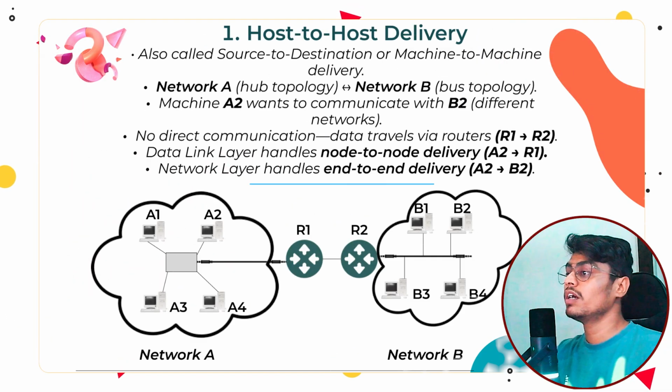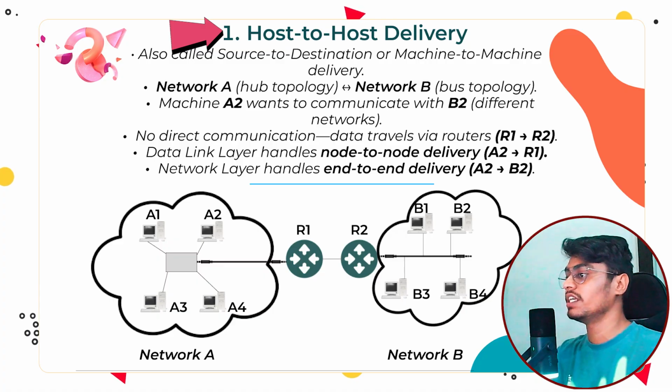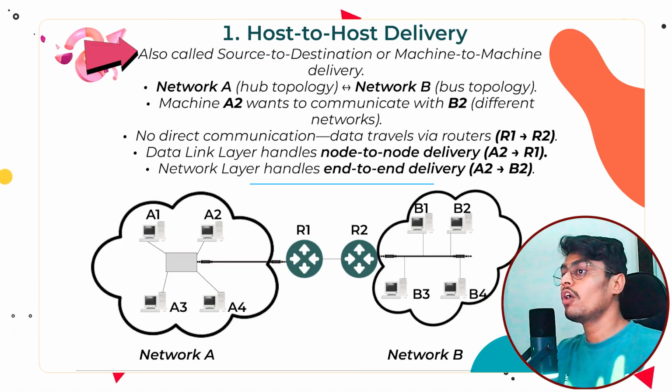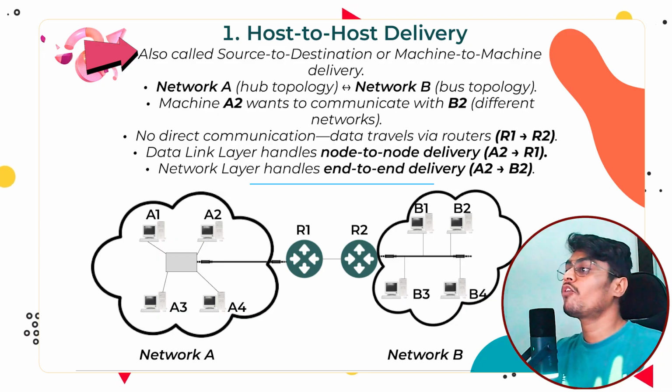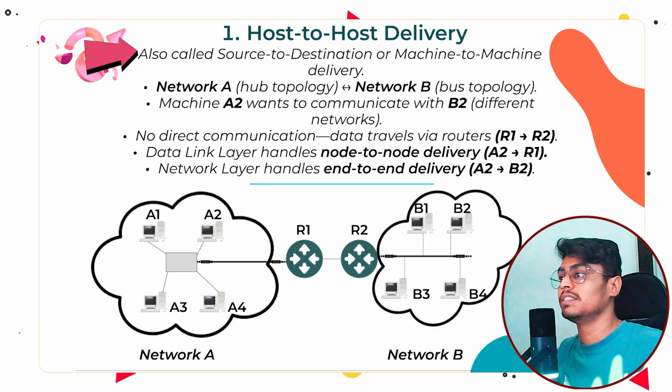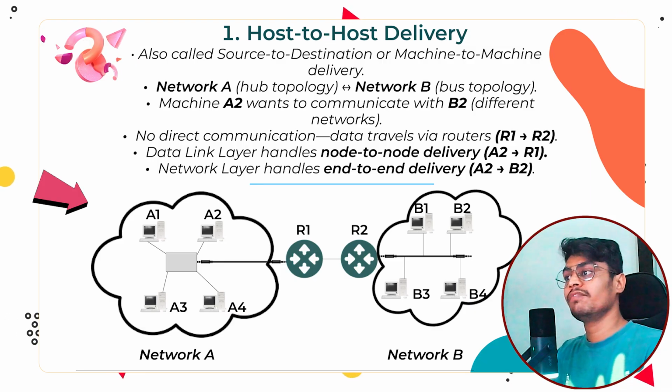Okay, now the first role is host to host delivery. The first and very important role is host to host delivery, or we can also call it source to destination delivery. We also refer to this as machine to machine delivery. Okay, this means from source machine to destination machine, whose responsibility is to transfer the message? Network layer. Let's understand with an example.